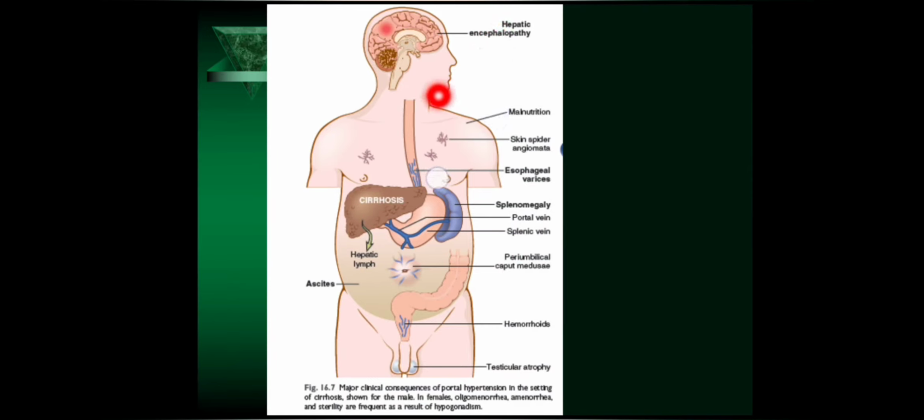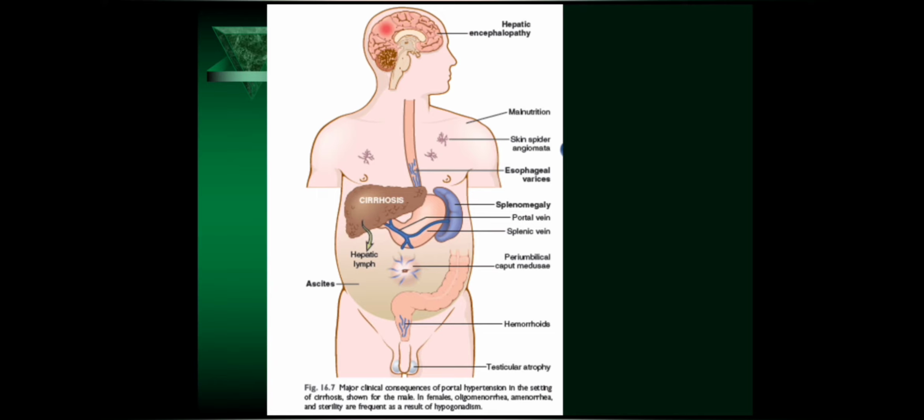The major consequences of portal hypertension in the setting of cirrhosis are shown in a male. Here there will be hepatic encephalopathy, malnutrition, skin spider angiomata, esophageal varices, splenomegaly, and the portal vein will be affected, with splenomegaly. Periumbilical caput medusae will occur. Then ascites can occur, along with hemorrhoids and testicular atrophy.